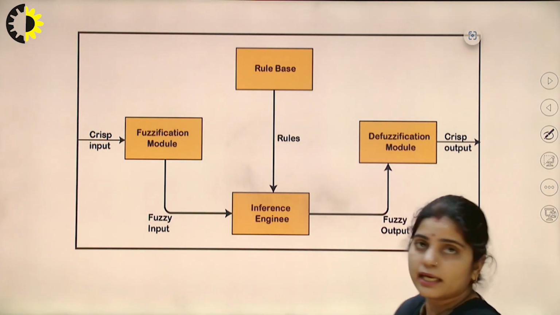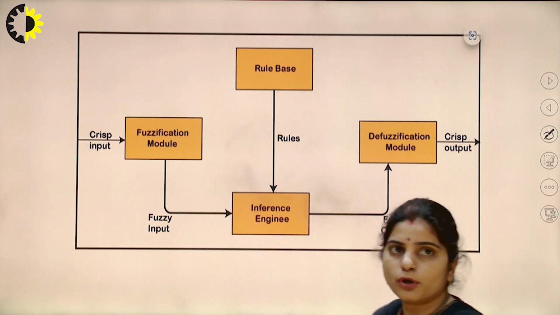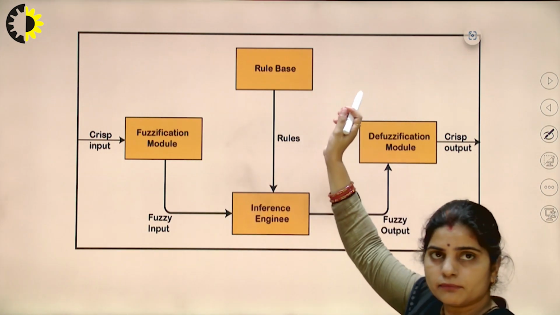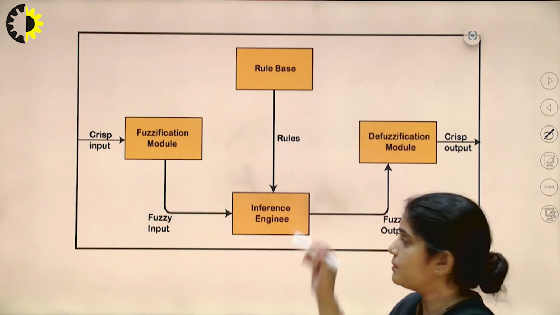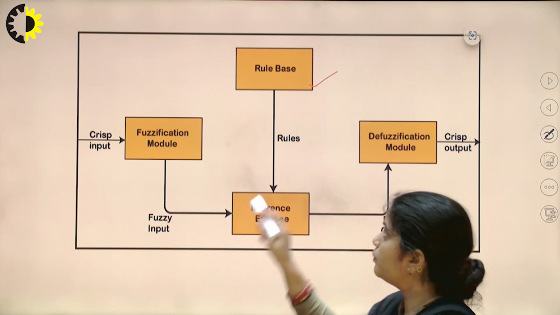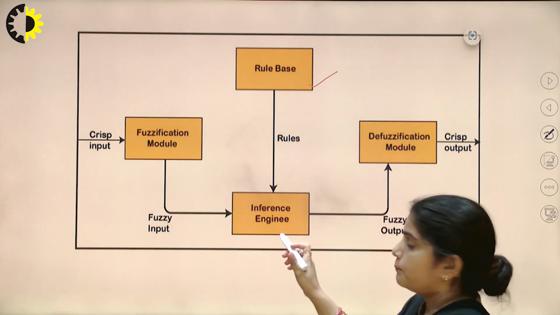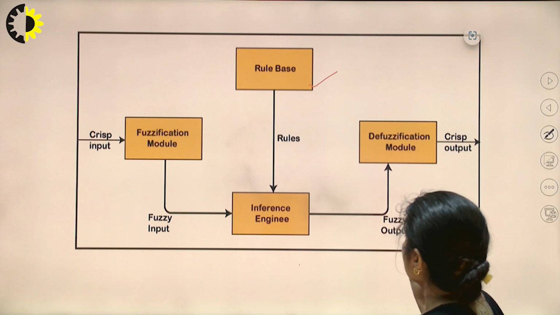Here we can see the diagram. First of all, we put the input to the fuzzification module. After that, the rules which are specified are inserted through this module. After that, the fuzzy input and the rules together are fed as input to the inference engine, and we get the fuzzy output.